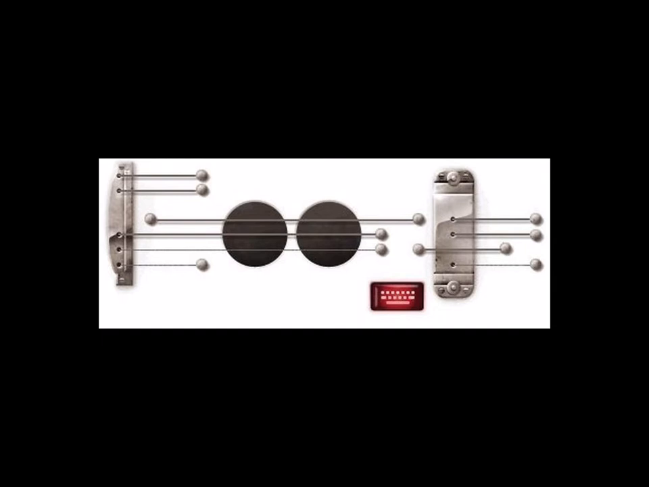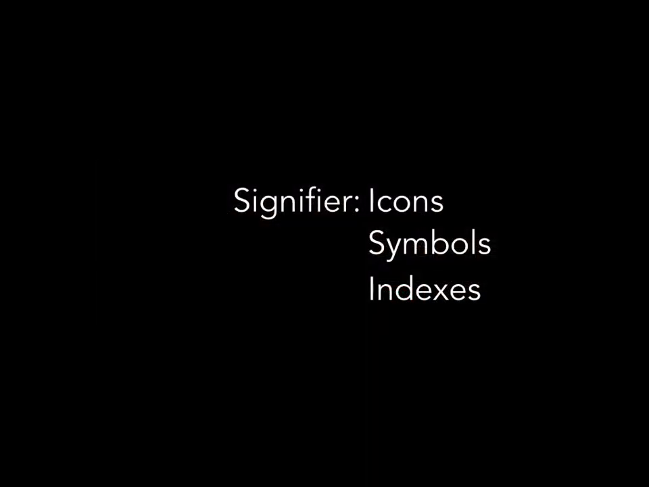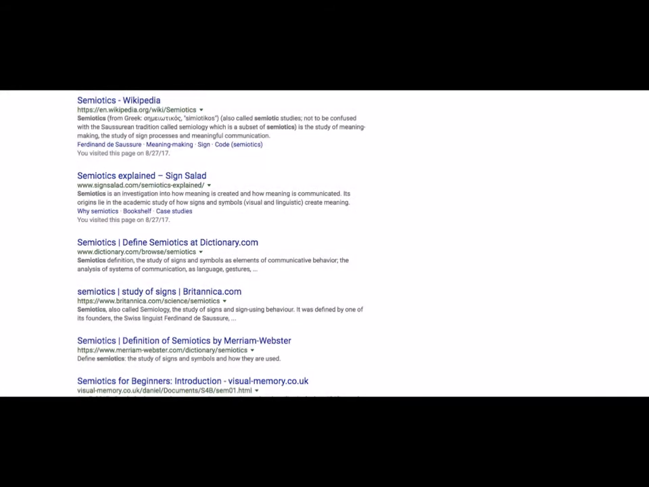So that was pretty quick here. Let's do a little bit of a test and see how you do in terms of icons, symbols, and indexes. All right. So I'm going to bring up this screenshot of a Google search for the term semiotics. My first question to you is, this screenshot itself, is it an icon, a symbol, or an index? Okay, if you said index, you got it. It's an index since these search results could not exist without a Google search.